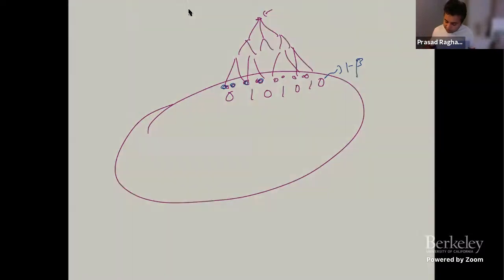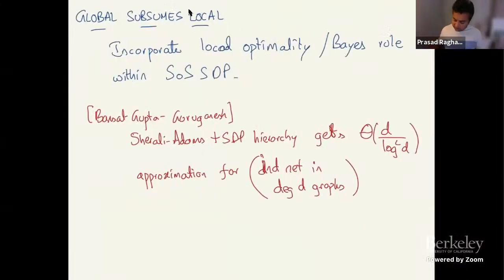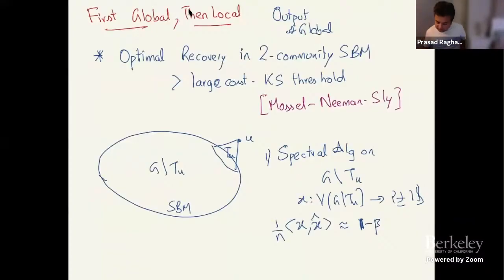And what Mossel, Neeman, and Sly are able to show is that noisy tree reconstruction is just as good as true tree reconstruction if you are sufficiently above the Kesten-Stigum threshold. So sufficiently above the threshold, this gives Bayes optimal recovery. It's a very nice algorithm.